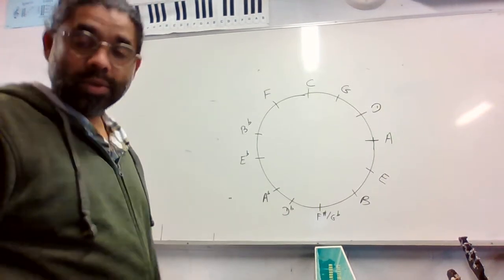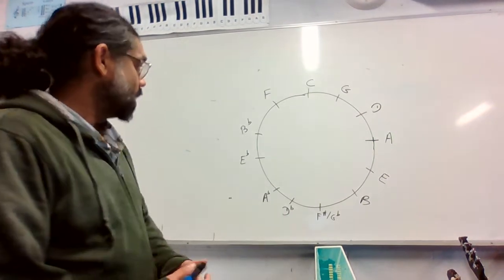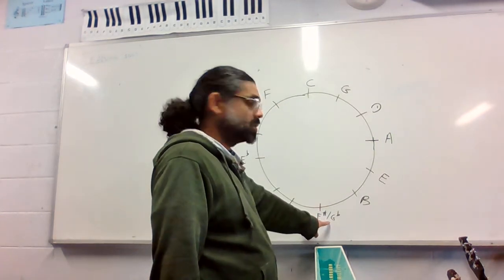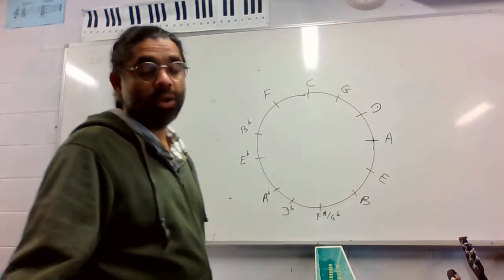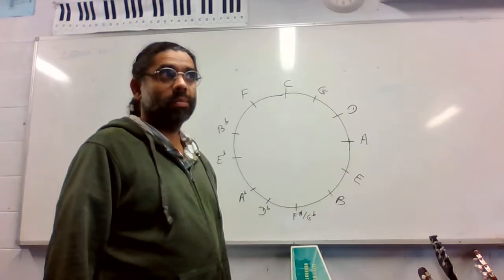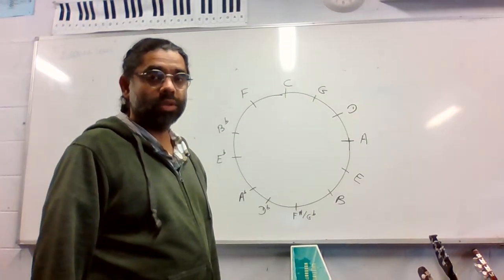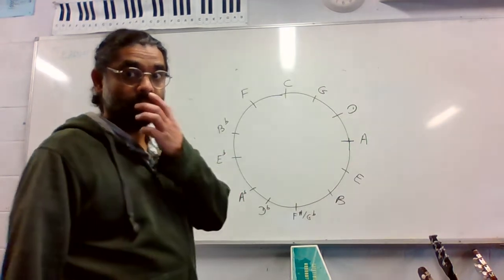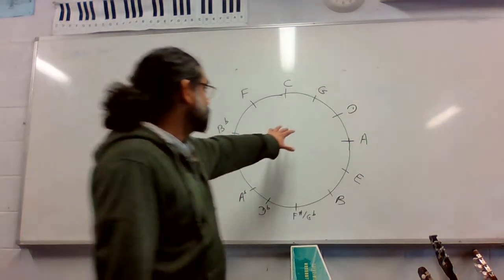Now, let's have a look at flat keys. And the flat keys on this side. F sharp is the same as G flat because that's the enharmonic equivalent. We'll talk about enharmonic equivalents as well. You know, C flat is the same as B, that sort of thing. So, flat keys on this side.